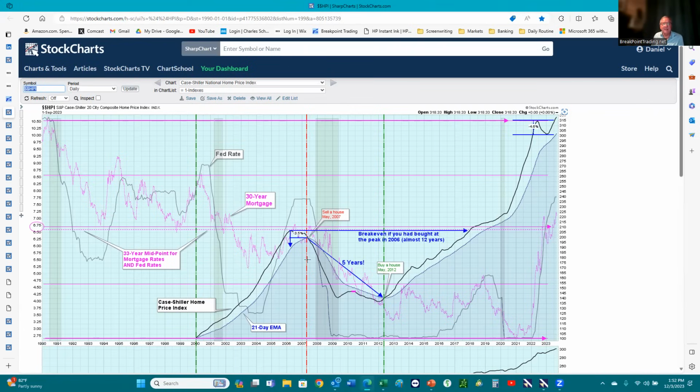How about that? And here's the 30-year mortgage rates, this pink line back here.